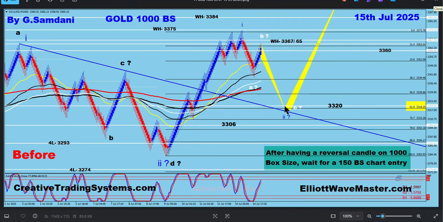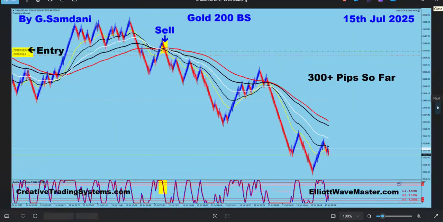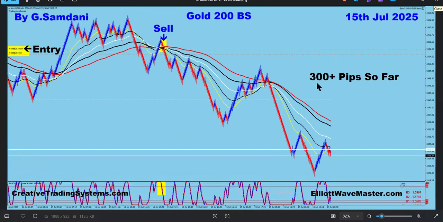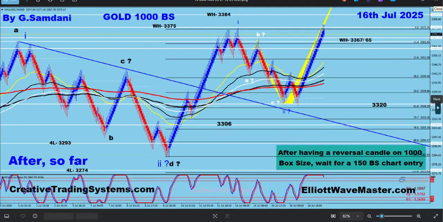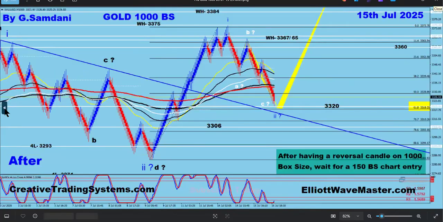So down here, right? 33.20. So what happened to this chart? This one happened, right? So straight to the downside, and the trade that I had from here all the way to 300 pip. Then it started to go to the upside. This is the same chart and it played out both ways, up and down.